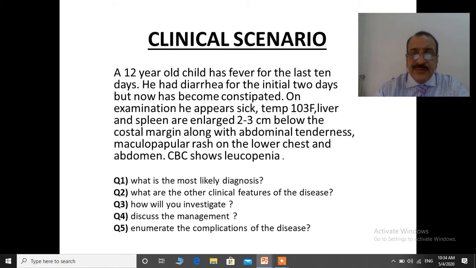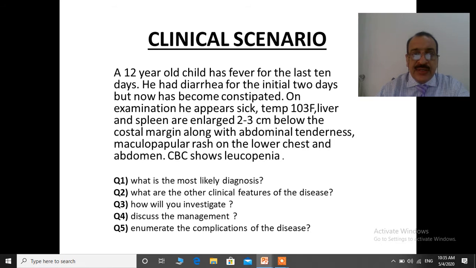Now, if you look at this scenario and analyze it, you can see that this child is having fever for the last 10 days. There is history of some abdominal symptoms like diarrhea and constipation, and then the tenderness. And on further examination, the spleen and liver are palpable. And there is another peculiar feature, which is maculopapular rash, present on the lower chest and abdomen, and moreover, the labs show leukopenia. So these points, that is 10 days history of fever with abdominal symptoms, abdominal tenderness, palpable liver and spleen, and a maculopapular rash along with leukopenia, favor the diagnosis of a condition which is known as enteric fever.